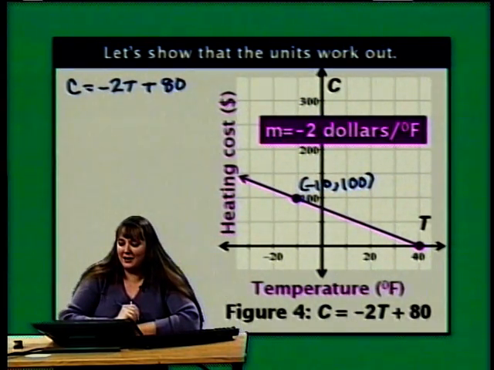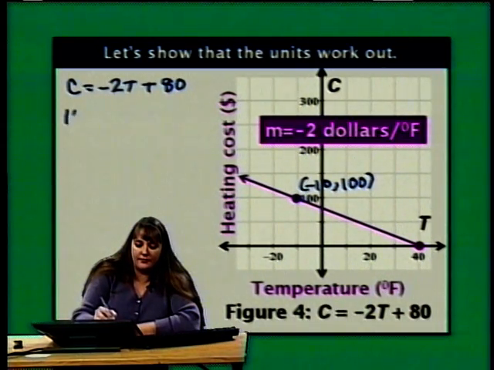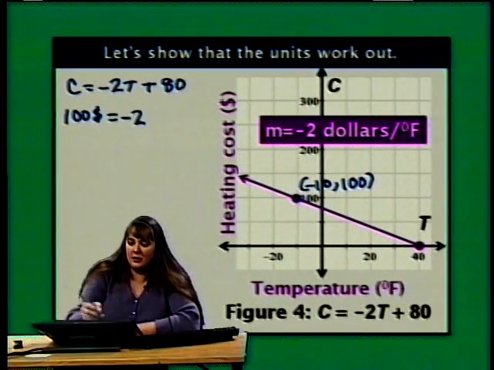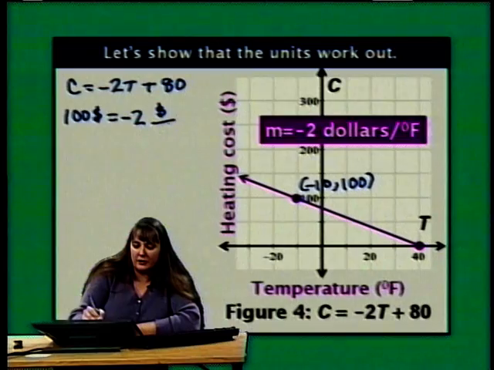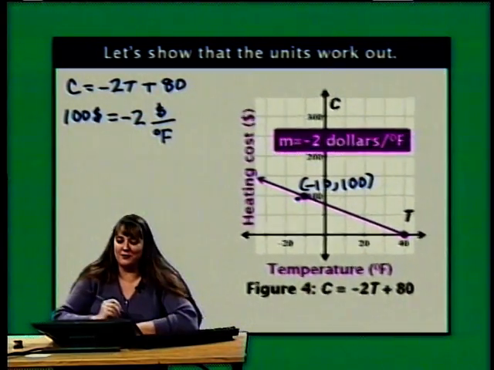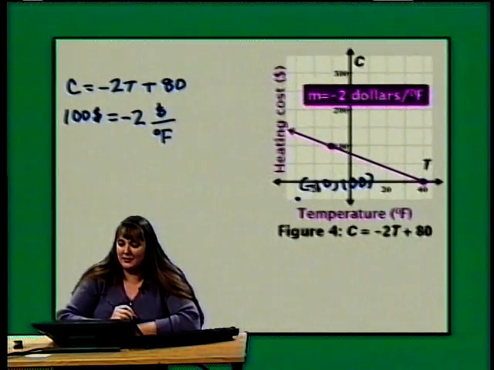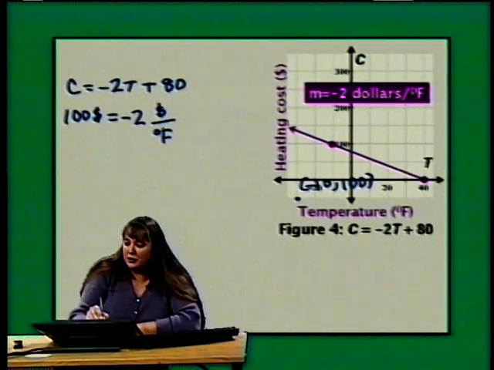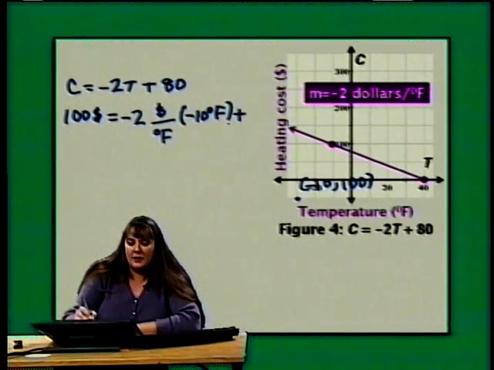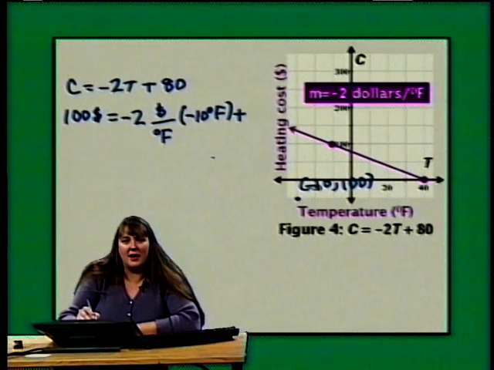If I have a heating cost of $100, and my slope has units of dollars per degree Fahrenheit, I'm going to make a little bit of room here so I can fit this. And I'm putting in a temperature of -10 degrees Fahrenheit. Then I have this b, the plus 80, hanging at the end.